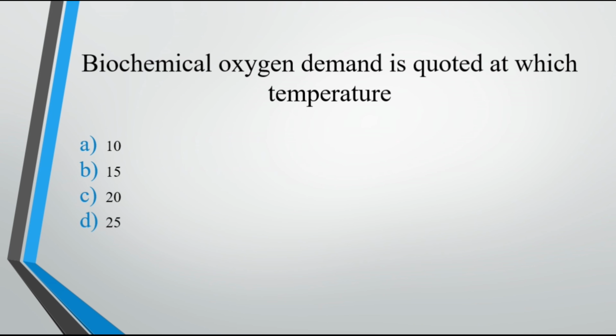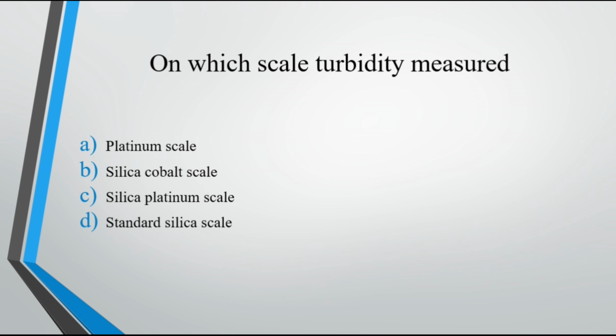Next question, biochemical oxygen demand is quoted at which temperature? Option A, 10, option B, 50, option C, 20, option D, 25. So the correct answer for this question is option C, 20. Then comes the next question, on which scale is turbidity measured? Option A, platinum scale, option B, silica cobalt scale, option C, silica platinum scale, and option D, standard silica scale. So the correct answer is option D, standard silica scale.